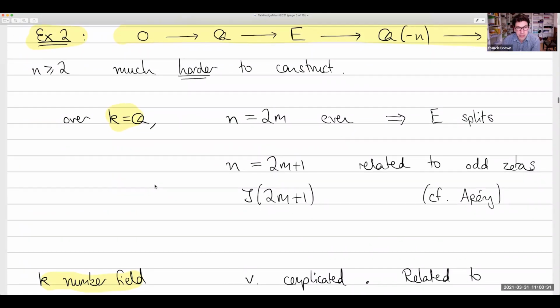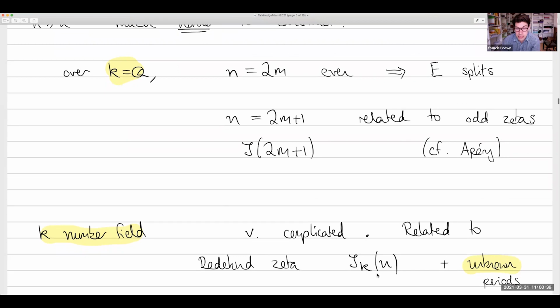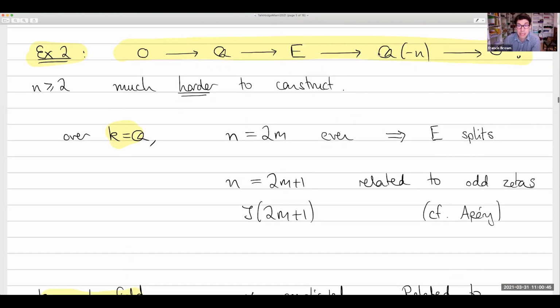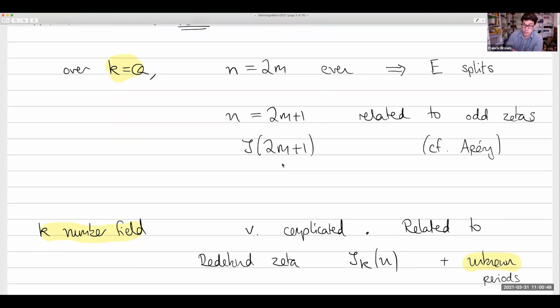Over a general number field, it is very complicated to construct these extensions. They are related to the Dedekind zeta, the values of the Dedekind zeta function, if you look at all such extensions. But if you pick any particular such extension over a number field, the periods are not known. There is no recipe from motivic homology that will predict the periods.